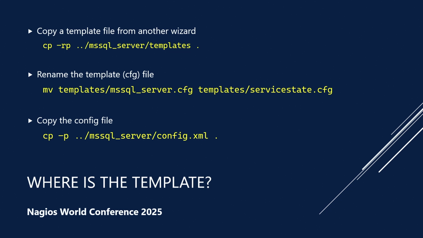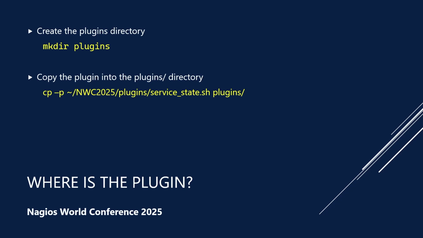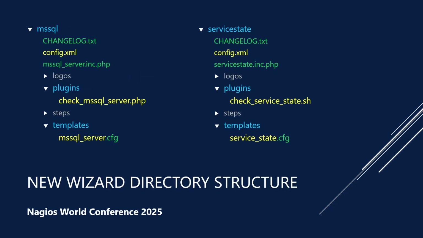Oh, and I also had to make a copy of the config.xml file, because the one for the DHCP wizard did not have all of the entries that were required for this new wizard. I also had to make a plugins directory because there wasn't one. And then I copied my service state plugin into that directory. So now with the new couple of directories in there, we've got the plugin and the templates, and just change the names to make sense, and also the config file.